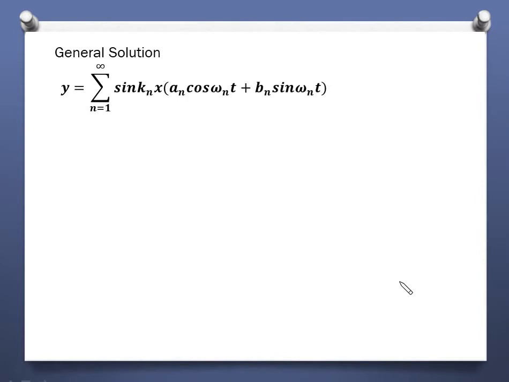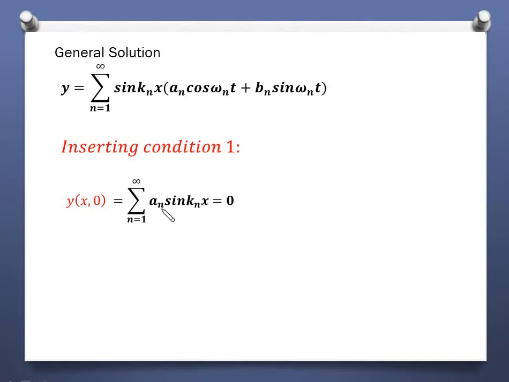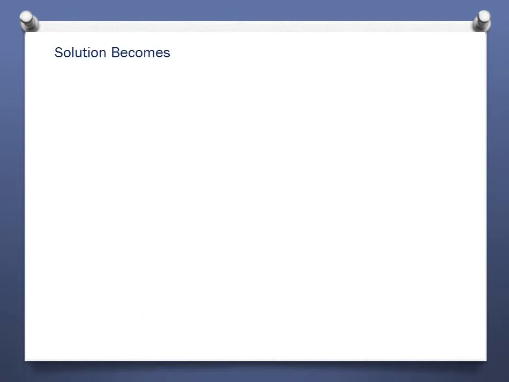So our first initial condition is y equals 0 at t equals 0. Just substitute that condition. We will have an sin knx equals 0. The sine term goes out, the cosine term will give us 1, so we are left with an sin knx. Now this is true for all values of x. That means an must be 0. We are done. We got one constant. Now our solution becomes this. We are left with one constant.